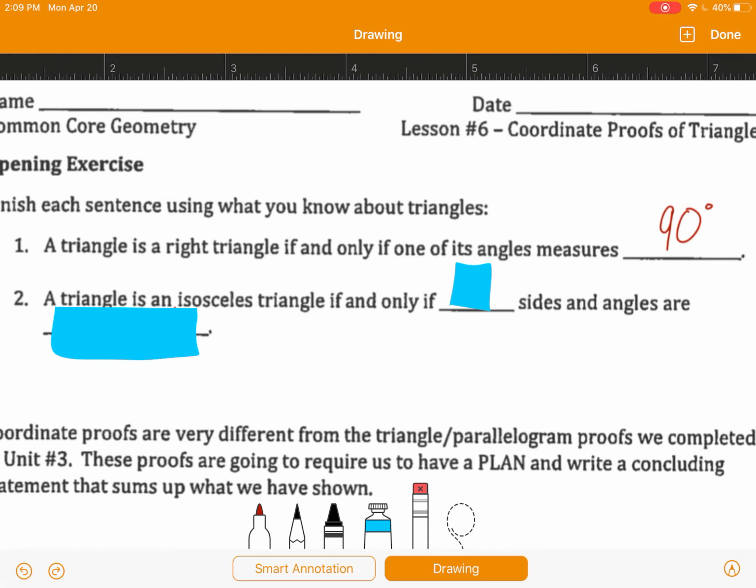Another thing is about isosceles triangles. We know that isosceles triangles have two congruent sides and angles. We don't really know how to find the measure of angles at this point, but we do know how to find the length of sides. Finding the length of sides is really finding the distance between two of the endpoints, so we can use the distance formula like we did in lesson 5.